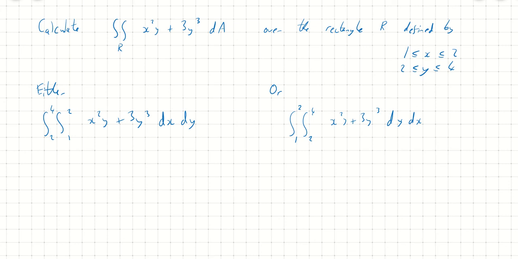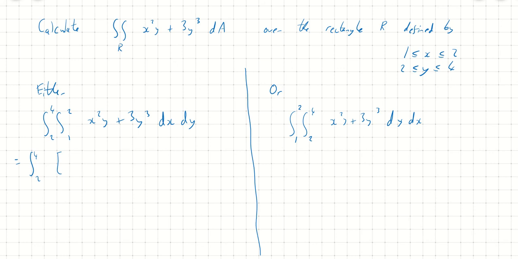The key is that when we're doing integration like this, we always do the inner integral first and the outer integral second, and when we're doing the inner integral, we treat the other variable as a constant. So on the left hand side, this first example, we're going to do the inner integral first. We do the integral of x squared y plus 3y cubed dx. Well, this is an integral with respect to x, so we're just going to imagine that y is a constant.